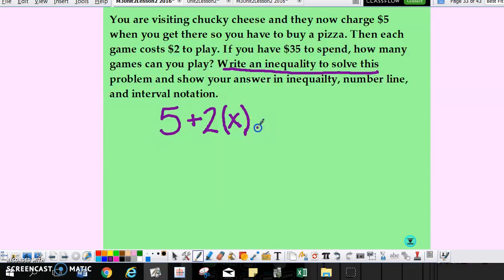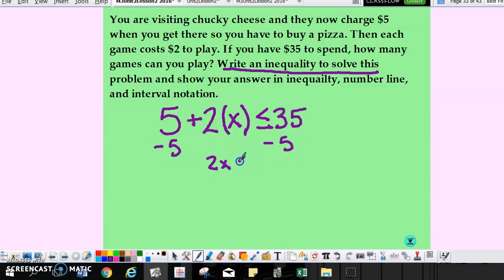Now I have to make sure I can equal $35 and spend all my money, or I can spend less than that. So now, to solve this inequality, that's the inequality we want to see to set up the problem. It's not necessary for you to know the answer, but it is required for this question and on your test. Now to show our answer, you can do guess and check, but I'm going to use my inequality to solve it like a linear equation.